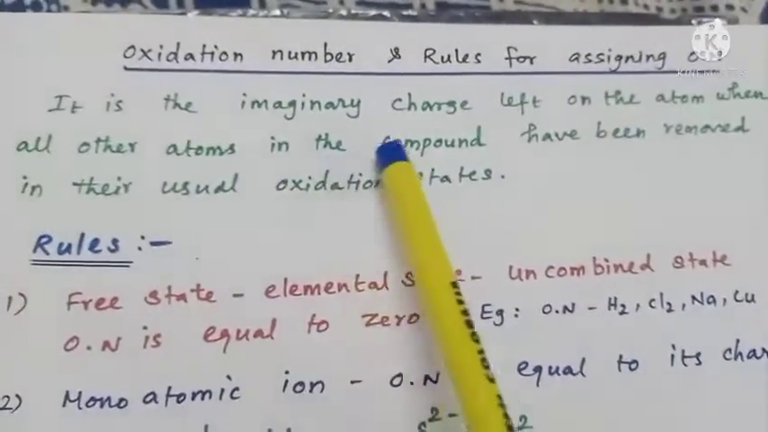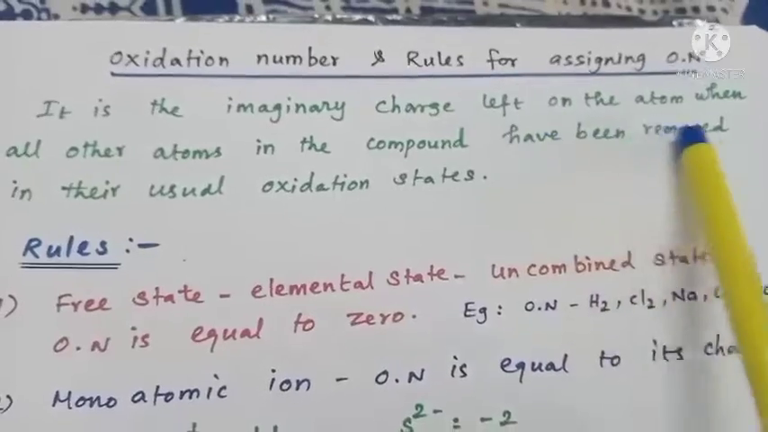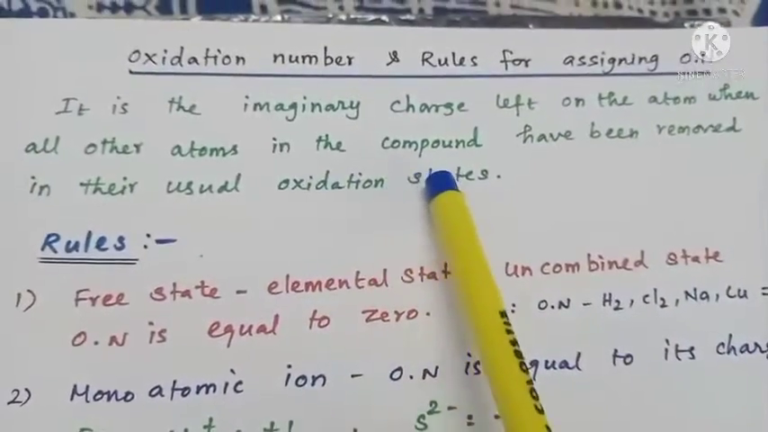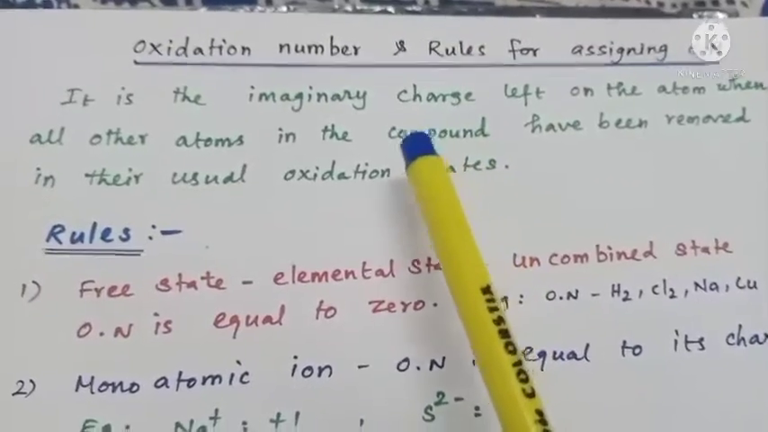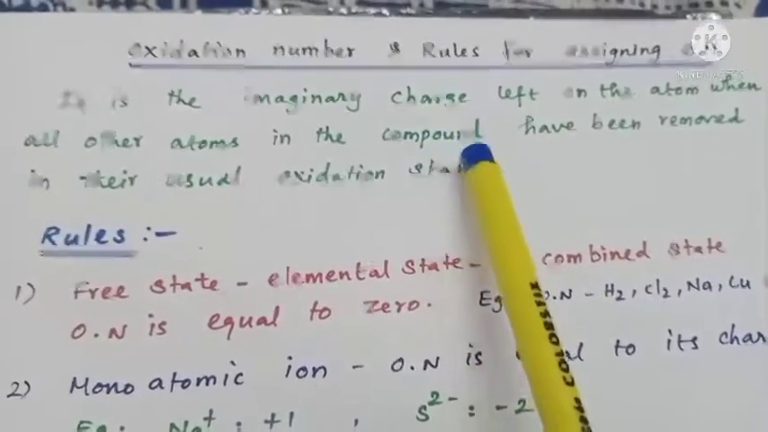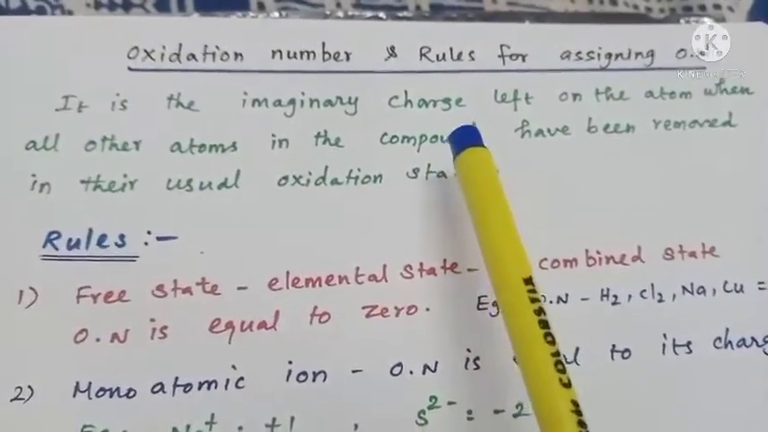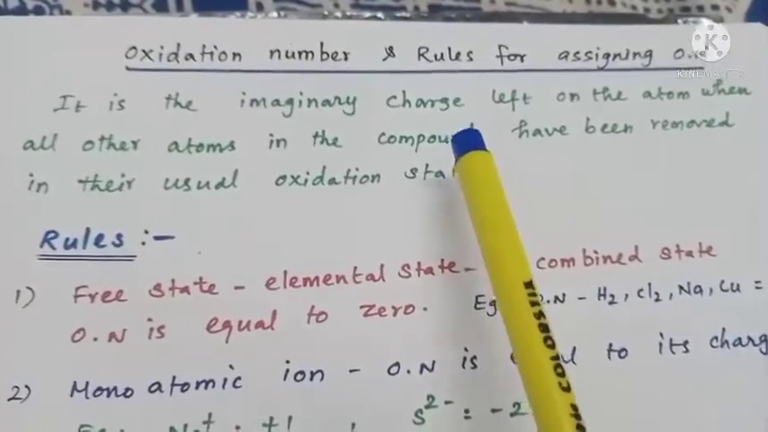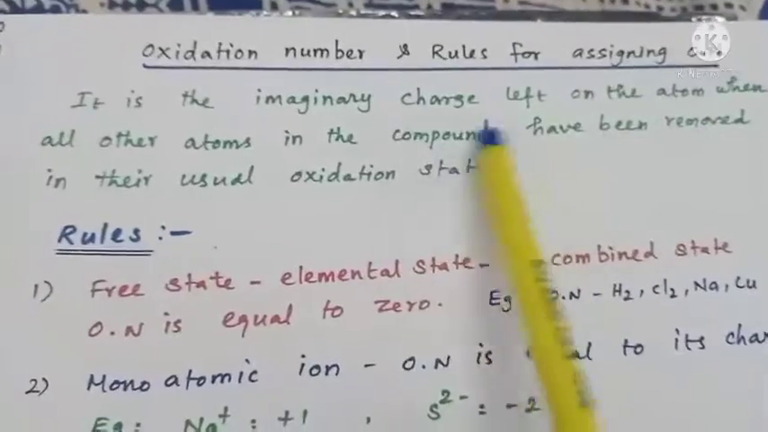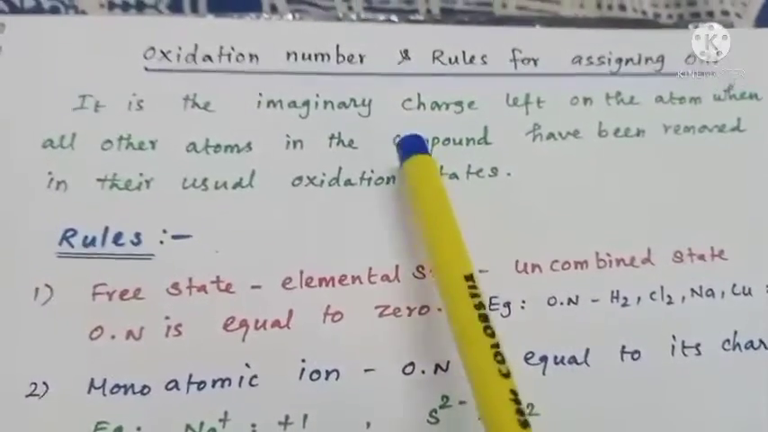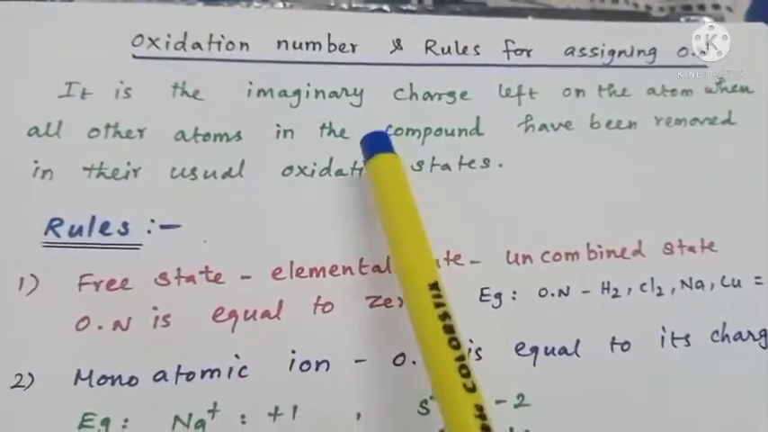It is nothing but the imaginary charge left on the atom when all other atoms in the compound are removed in their usual oxidation state. So oxidation number is an imaginary charge present on an atom in a compound when all other atoms are removed in the form of ions. It's nothing but the charge of an atom in a compound when all other atoms are removed.